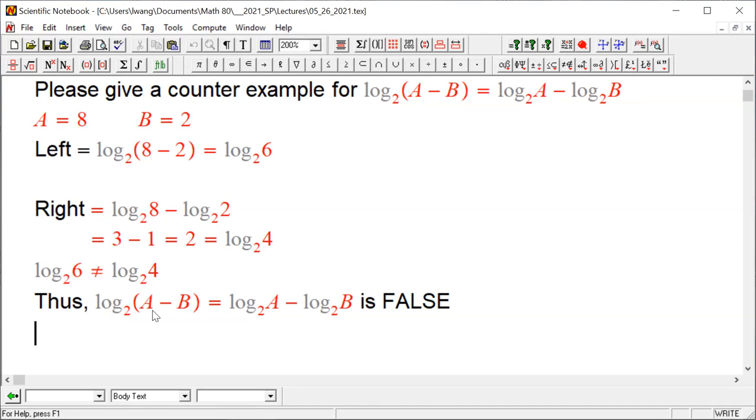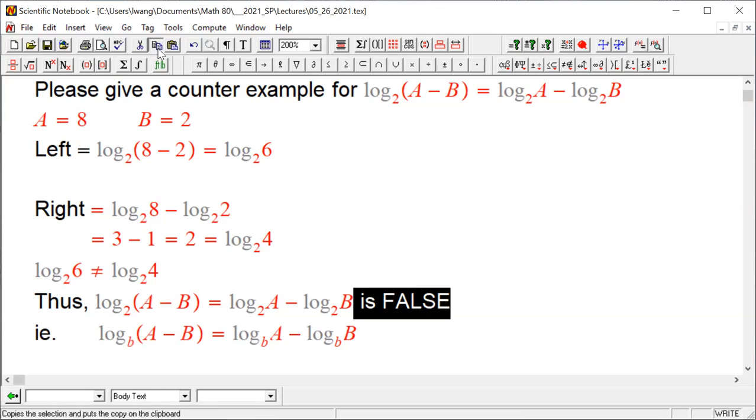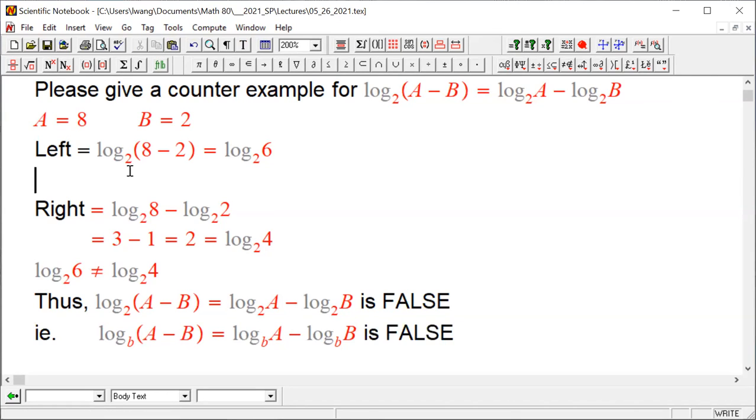If that is false, okay? And that for any base, including common log, base 10, for any base, it is false. You see the power of this counterexample. This counterexample is very powerful.